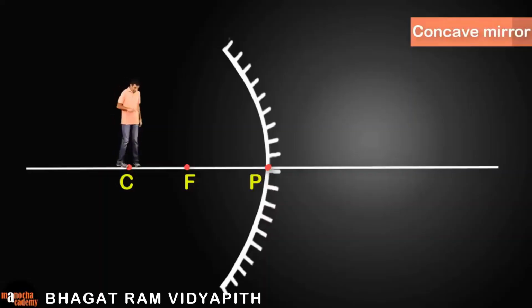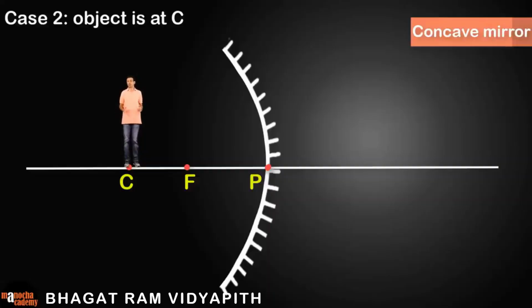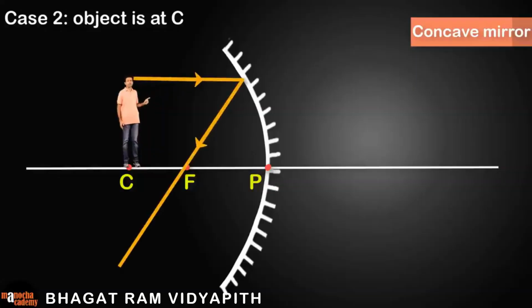Now let me walk closer to the mirror. I am going to stand at C, the center of curvature, for our case 2. Once again, let's draw the rays from the top of the object. We need to use 2 rules from the first 3 rules. So for our first ray, let's use rule 1. The ray that is parallel to the principal axis after reflection passes through the focus.